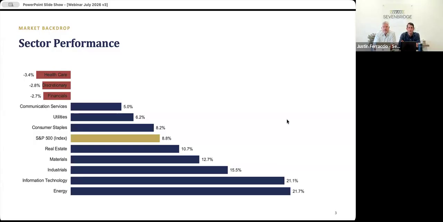Some of the things that have helped us this year is, energy has done well. Energy is only 2.5% of the S&P 500. In our book, we're about 5.5, 6%. So we're heavier energy, we're heavier industrials, we're heavier utilities. We've overweighted a couple of sectors of the economy that have done well. And the sectors that we're underweight in, we've been fortunate to pick the right companies this year to get the returns.